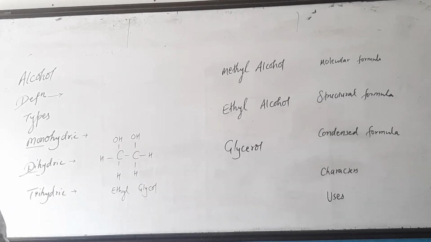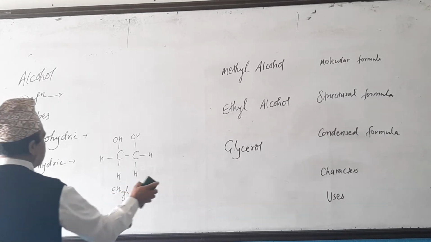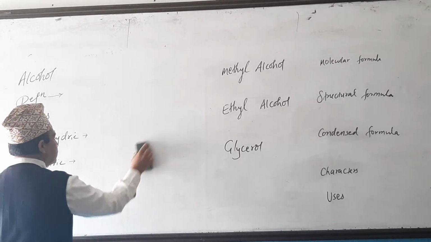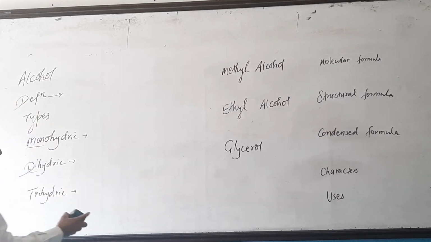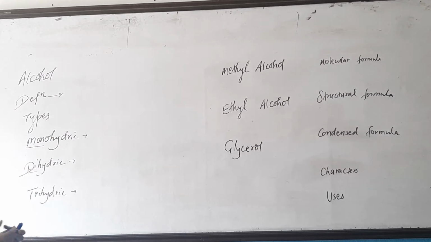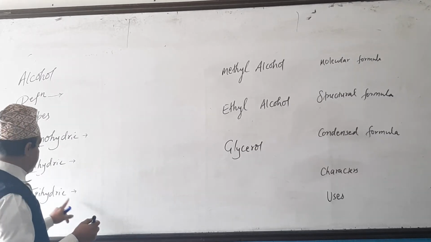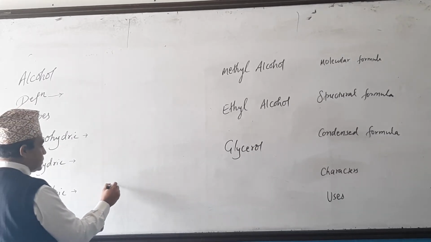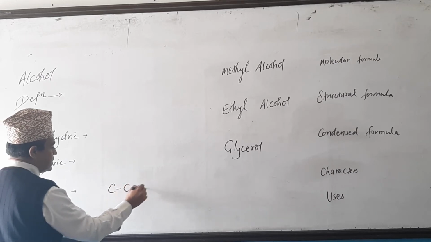So, make your concept clear. Presence of one OH group, that is monohydric. Presence of 2 OH groups, dihydric. Presence of 3 OH groups, that is trihydric alcohol. Now, I am going to give you the example of trihydric alcohol. Students, look here, it was CCC.